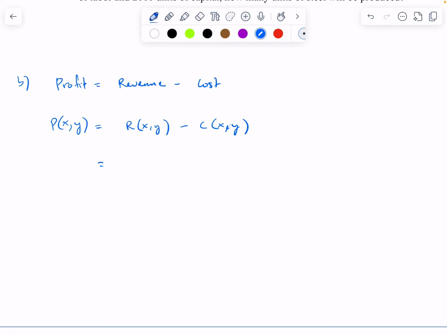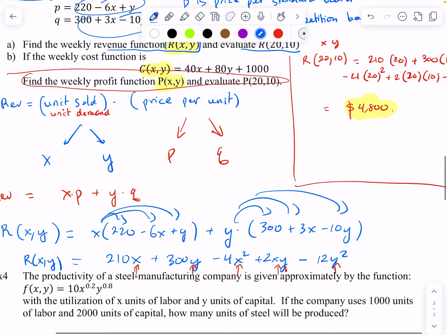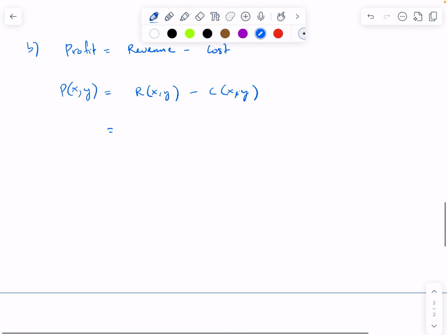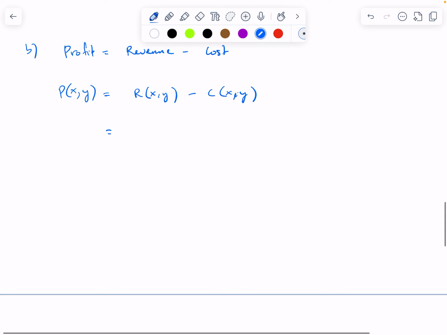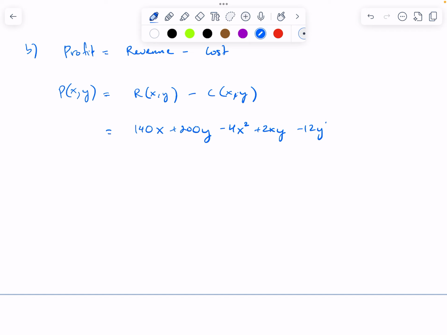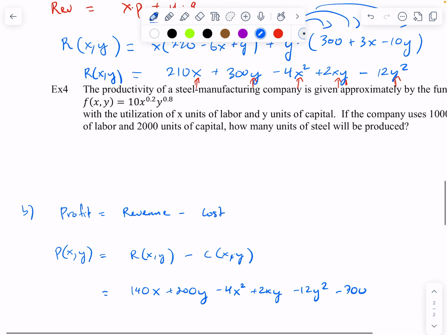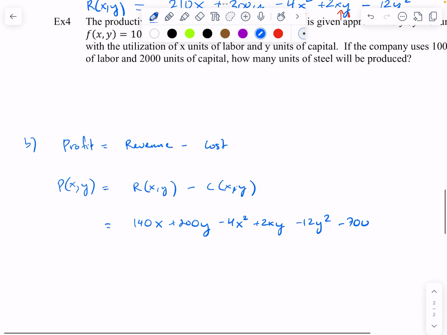So we use our new revenue function and subtract the cost equation given in the problem right here, and we simplify that. That should give us the profit function: 140x minus 4x squared plus 2xy minus 12y squared minus 70. You can verify this on your own. You can start evaluating some numbers with these functions, and in the next section we're going to talk about how to interpret the marginal analysis of these functions, costs, revenue, and profit, with several variables.